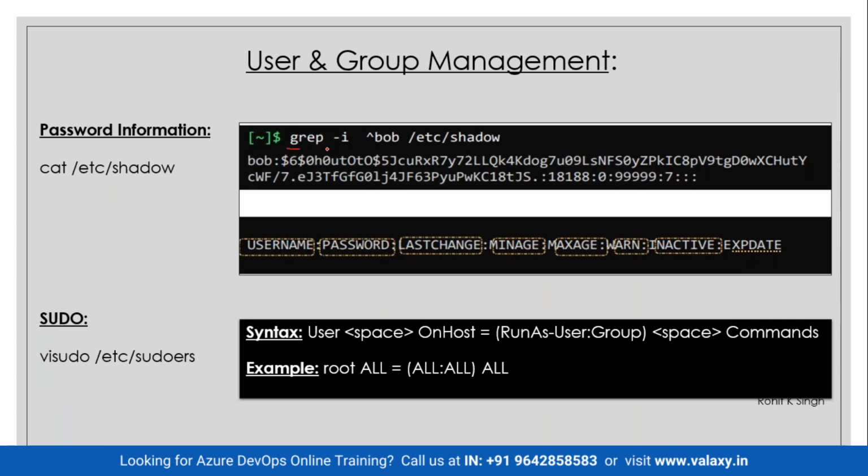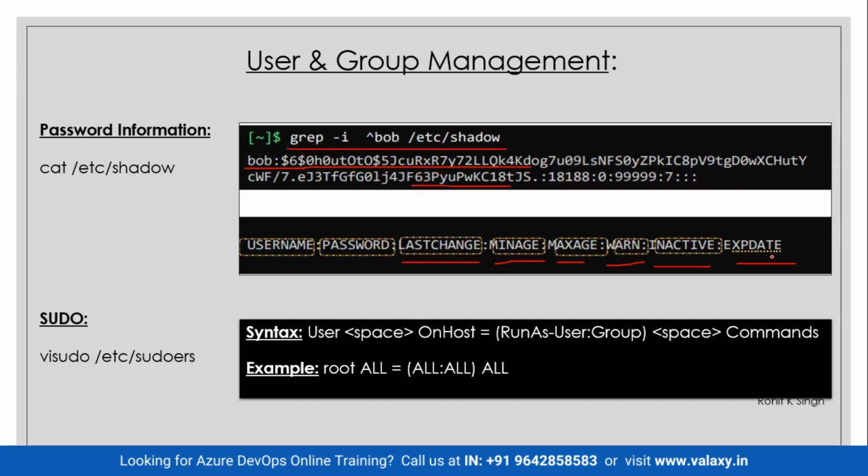Now this is the command we ran. So this is Bob, this is the password till here, and this is last change. See this: last change, minimum age, maximum age, warning, inactive, expiry date. So any such questions.